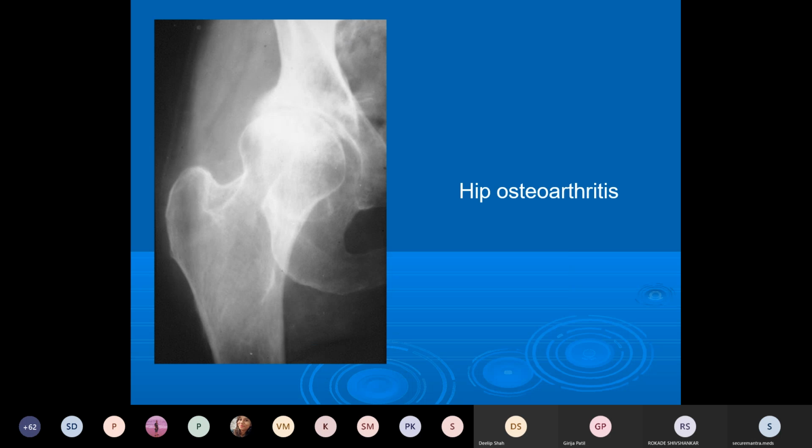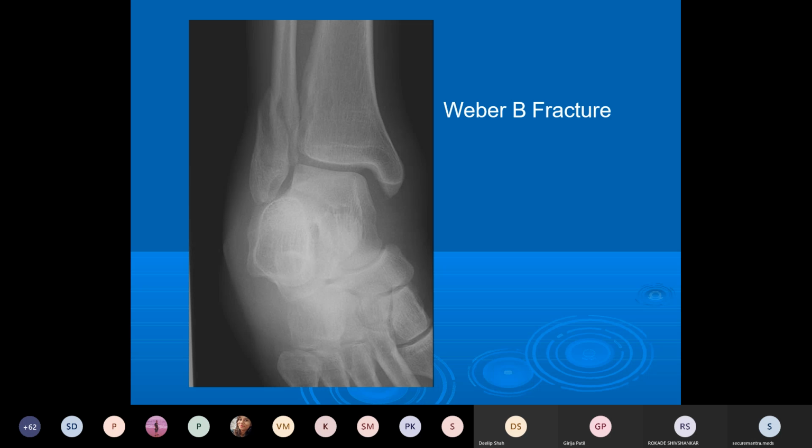Now this is a hip osteoarthritis case, because there is narrowing of the joint space and sclerosis of the articular surfaces of the hip joint. As we discussed, there are 3 types of Weber's fracture, that is the fracture of the fibula, and this is the type B fracture at the level of the syndesmosis, and it has variable stability.